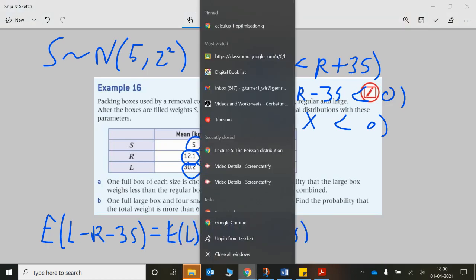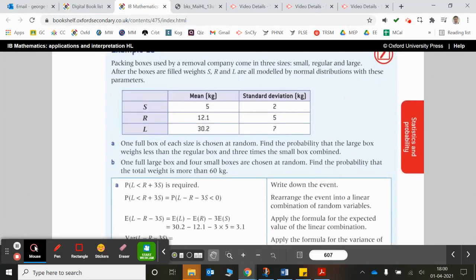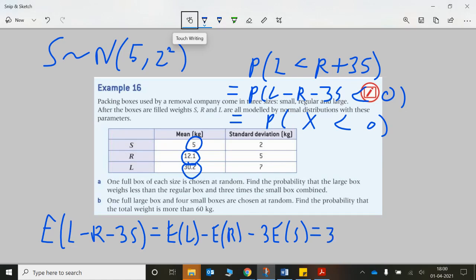For quickness here, I'm going to just pull that off here. So the expectation there is 3.1. So we're expecting that this answer should be 3.1. So the chance of it being less than 0 is going to be less than a half there. We're expecting that, on average, this new variable that we've created here should be about 3.1. In other words, the large box should be bigger than the regular box and 3 lots of the small box, often.